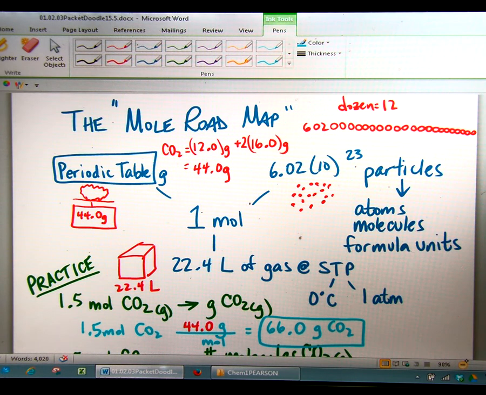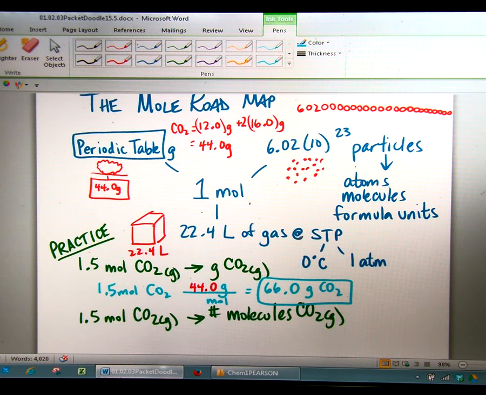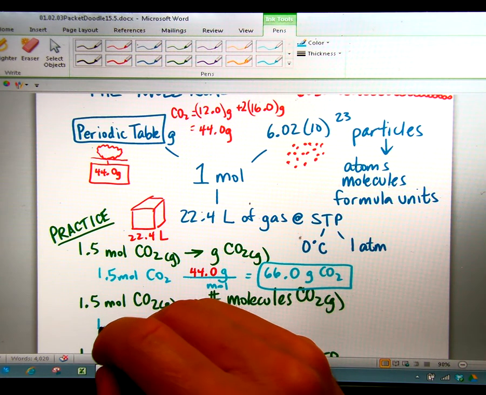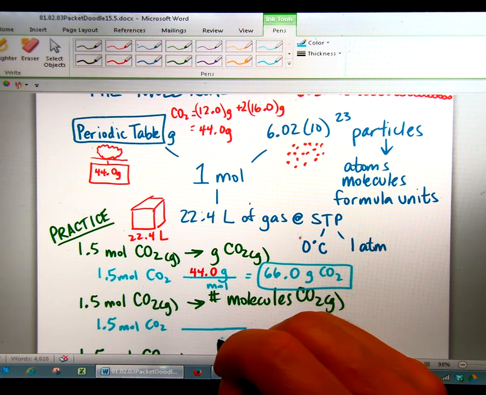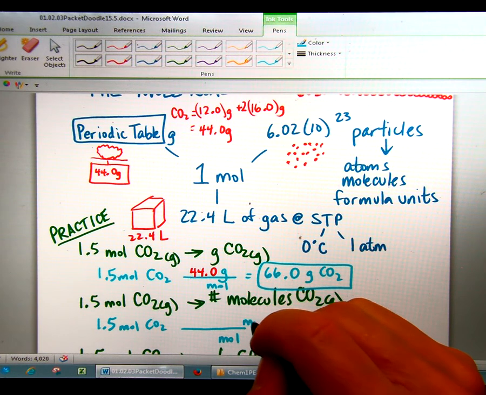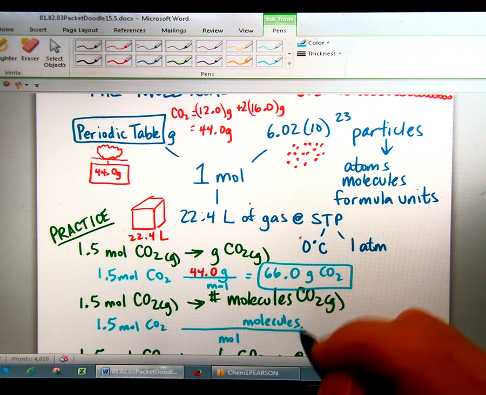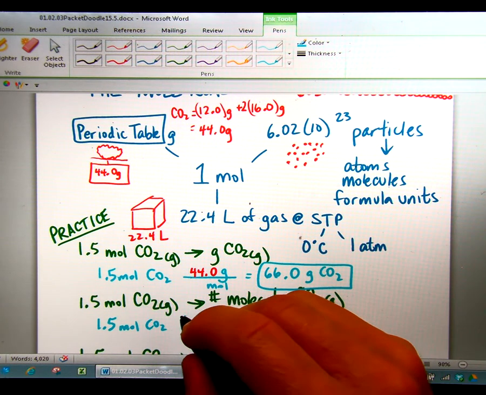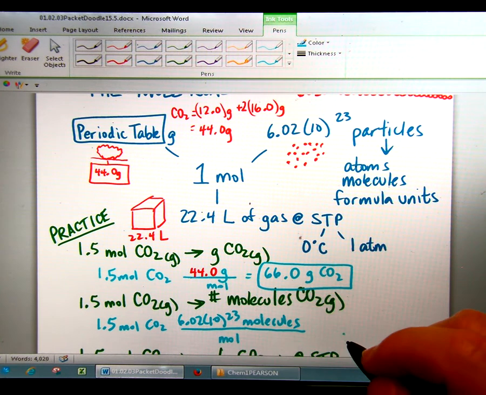Okay, I'll make this a little smaller so we can go to the next one. It says 1.5 moles of CO2. I want to know how many particles that is. Number of molecules. So again, I'm going to go 1.5 moles of CO2. I want to eliminate moles, and now I want to go to particles. The word is molecules for CO2. And I have to look at my mole roadmap and see, oh, there's 6.02 times 10 to the 23rd particles in 1 mole. So 6.02 times 10 to the 23rd molecules.